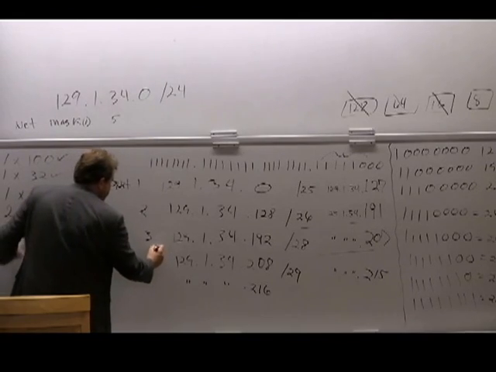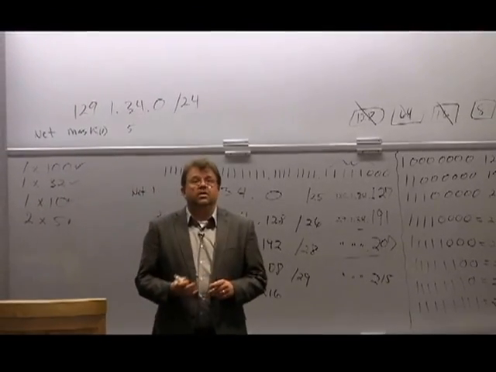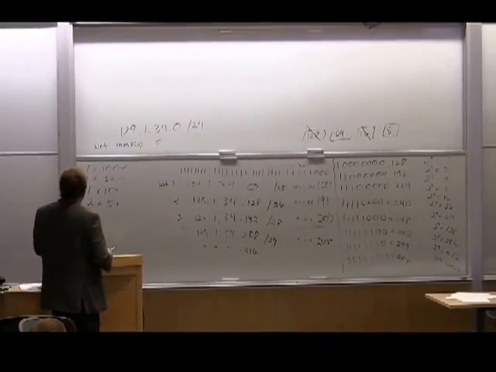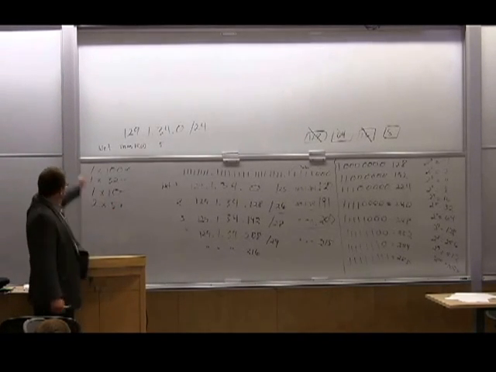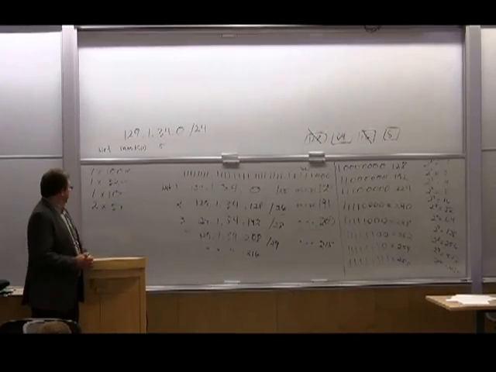Yes? Could you explain why we need 3 bits if we only need 2 hosts? Who said I only need 2 hosts? 2 networks. I need 2 networks, 5 hosts. Oh, okay. The first number is always how many networks, and the second number is hosts. Is that good?